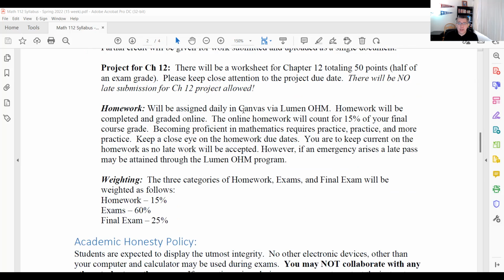Homework will be assigned daily in Canvas via Lumen OHM. Homework will be completed and graded online. The online homework will count for 15% of your final course grade.